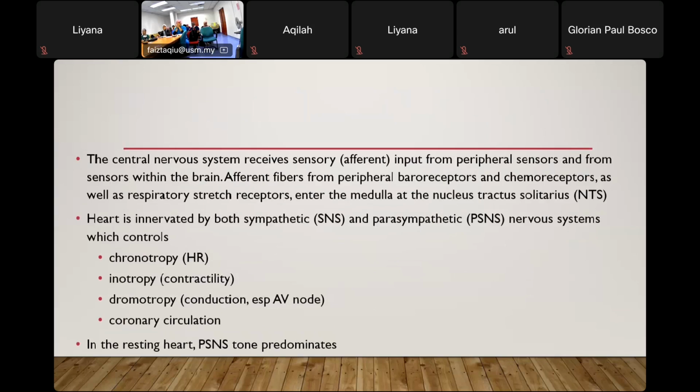NTS. The heart is innervated by both the sympathetic and parasympathetic nervous systems, which control chronotropy, heart rate, inotropy, contractility, dromotropy, conduction, and coronary circulation. Basically, in the resting heart, the parasympathetic nervous system predominates.